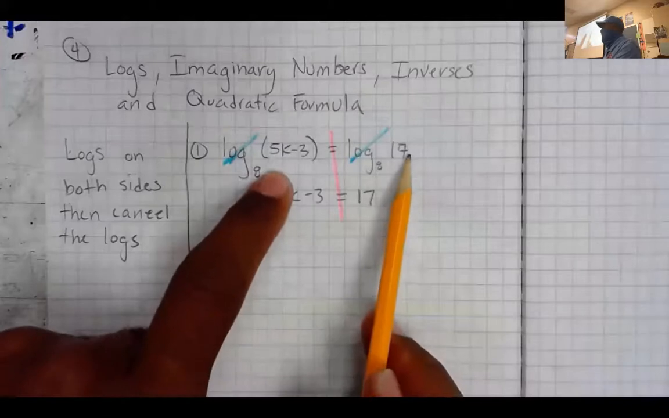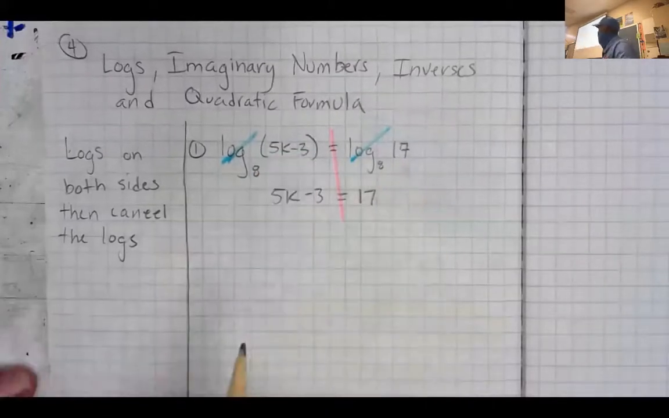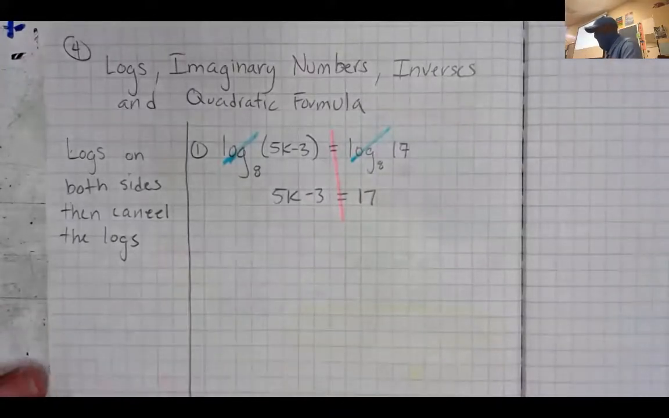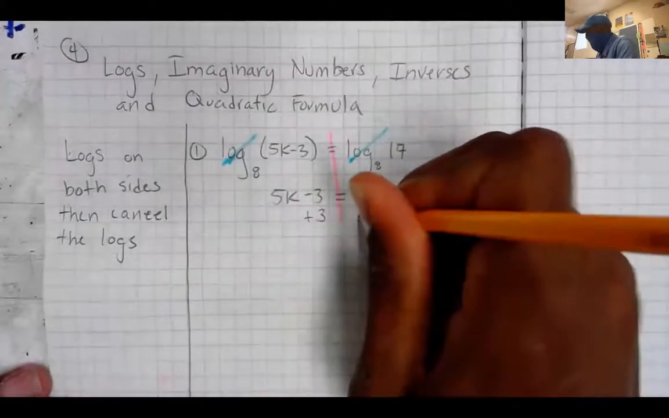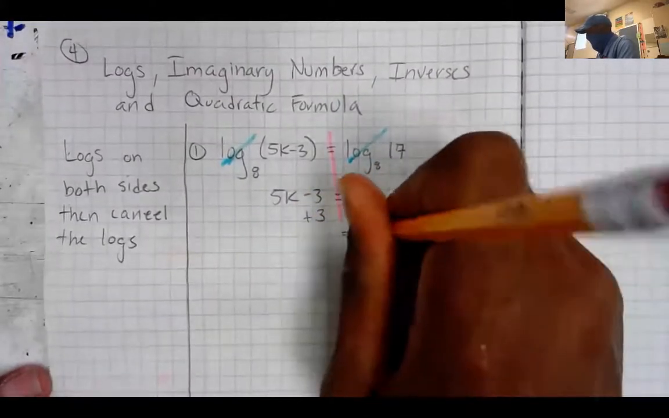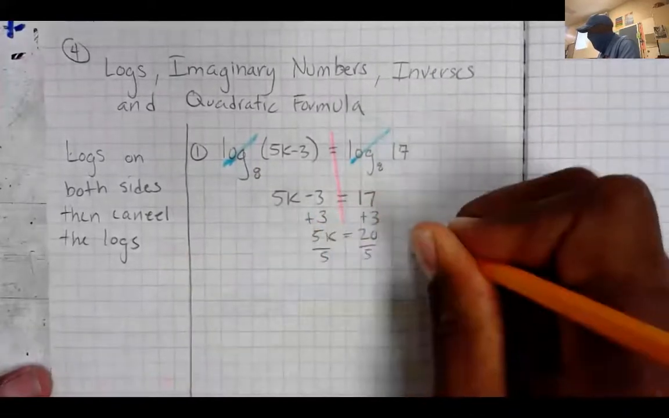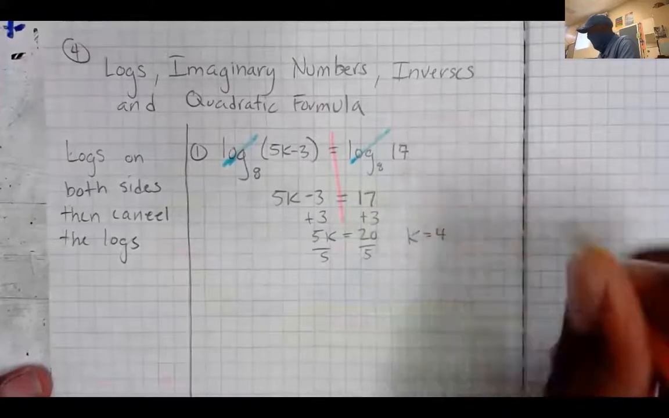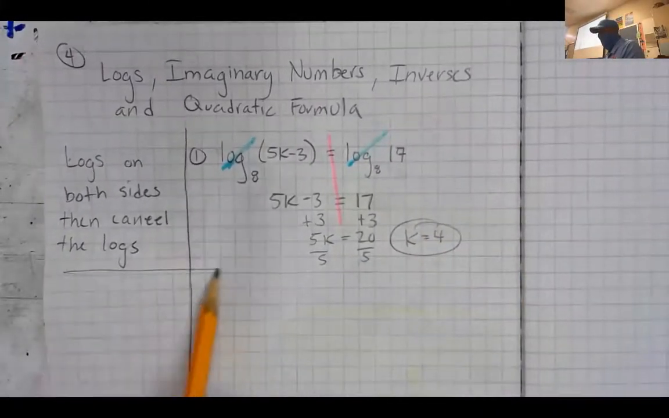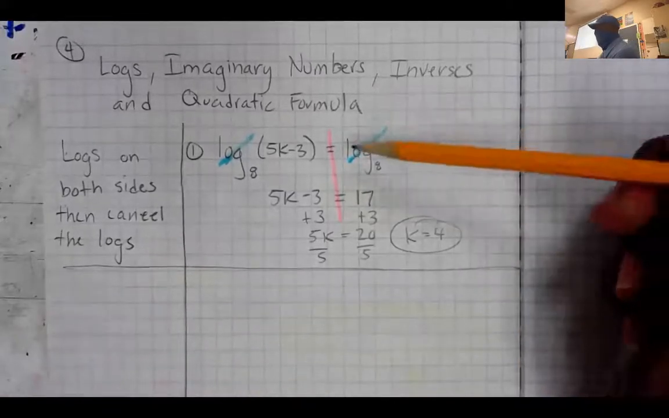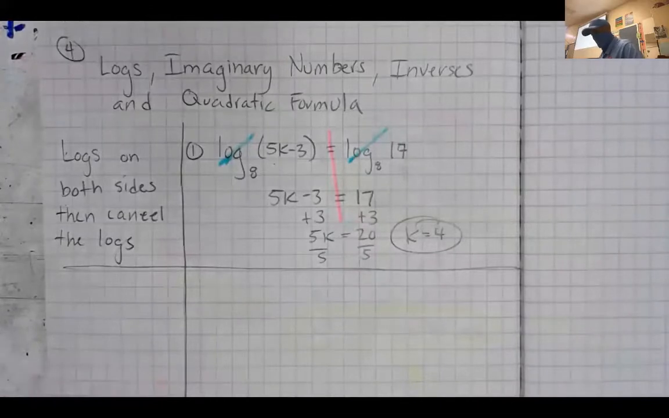Remember, this is the A part of your log, so you're just left with the A. And now we just solve that. So now add 3 to both sides. That's 20. Divide by 5. And we get k equals 4. Okay, so if we have logs on both sides, again, the goal is to get to one log on each side. Not every one of them is going to have just one log.